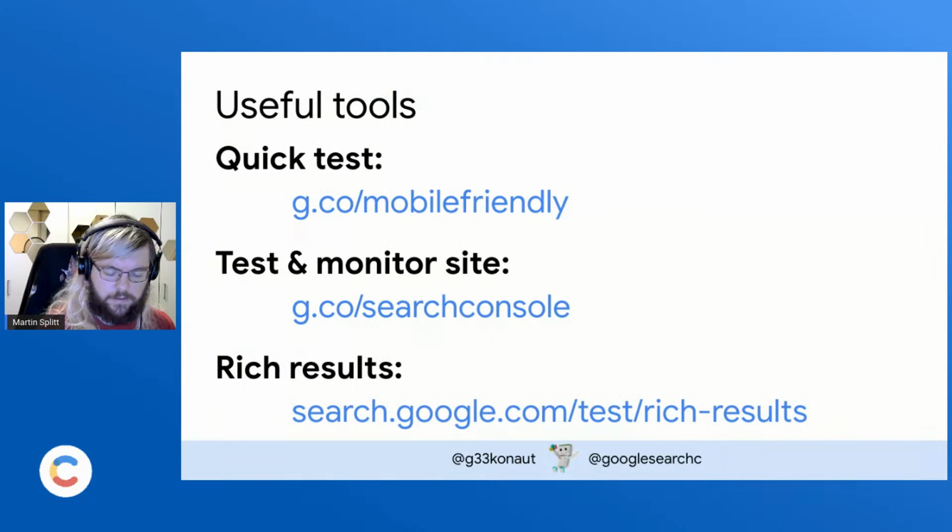So summarizing these, the mobile-friendly test is pretty much your go-to tool to quickly test if a URL works or doesn't work. If you want to test and monitor your entire production site, then Search Console is the right tool for that. If you're interested in structured data and rich results, then definitely check out the rich results test. That is also a really good tool to see what we can extract from your website.